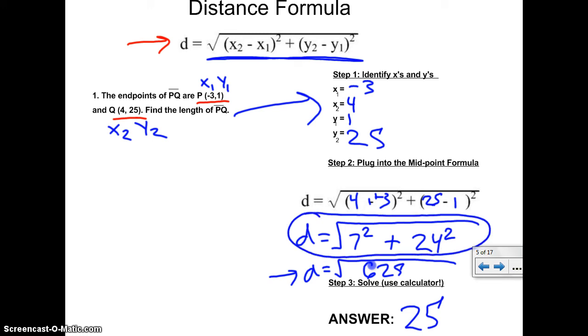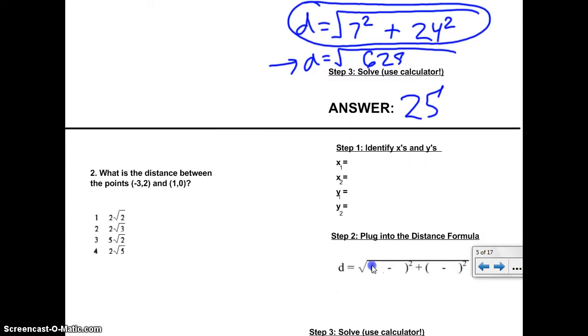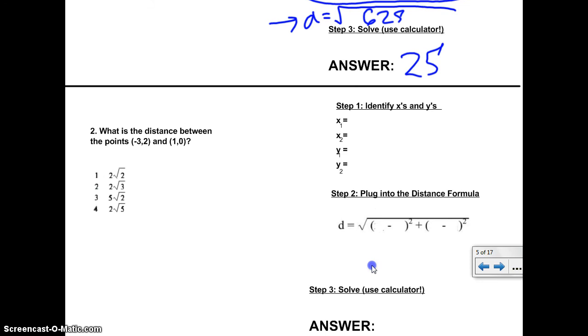If you need help with that, ask me or Mr. Siegel, and we can show you further. So here, let's look at another one of these problems. Number 2. It says, what is the distance between the points (-3, 2) and (1, 0)? Well, guess what? We're going to follow the same process we did before. So here, we got x1, y1, x2, y2. Let's transfer that over. So x1 is -3.